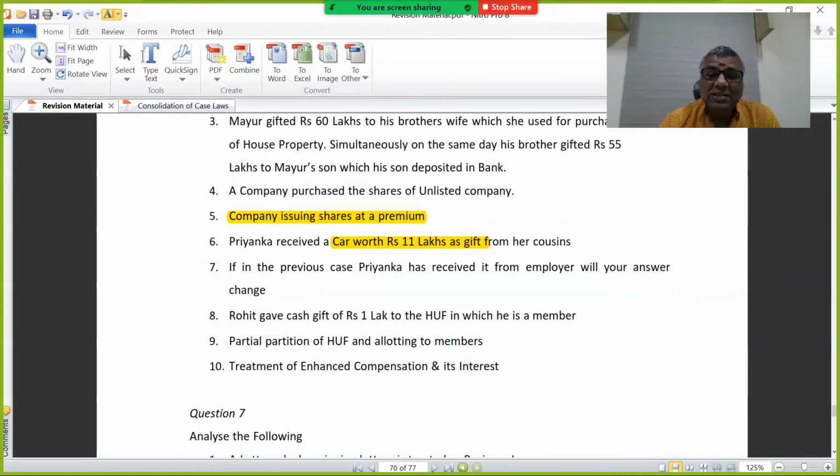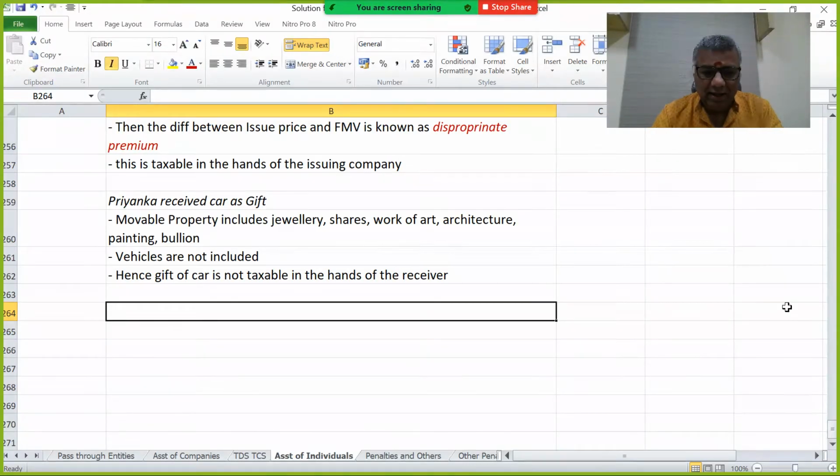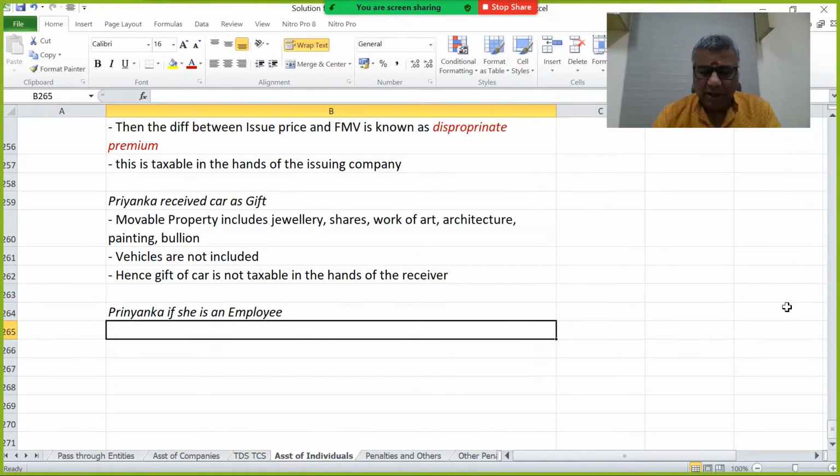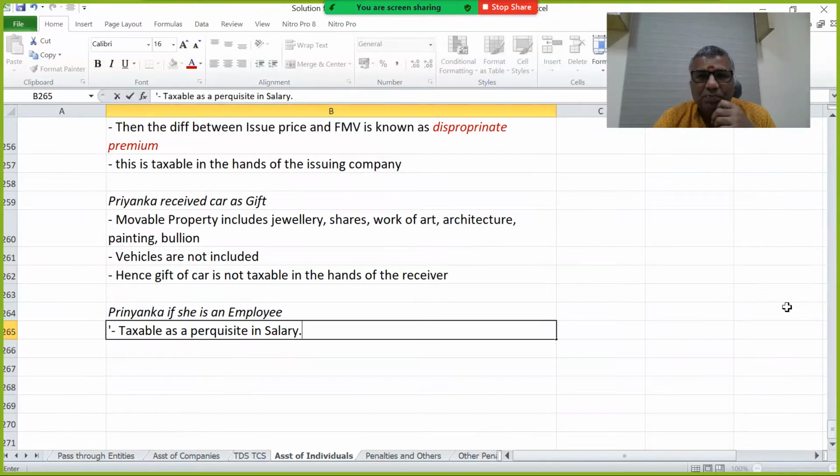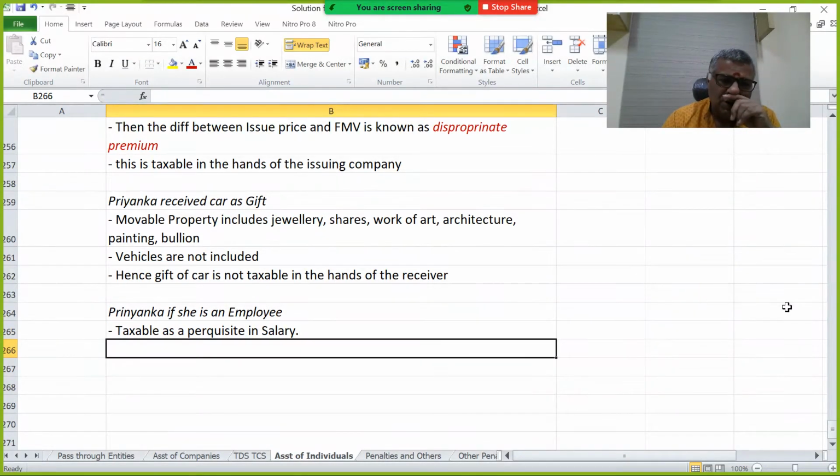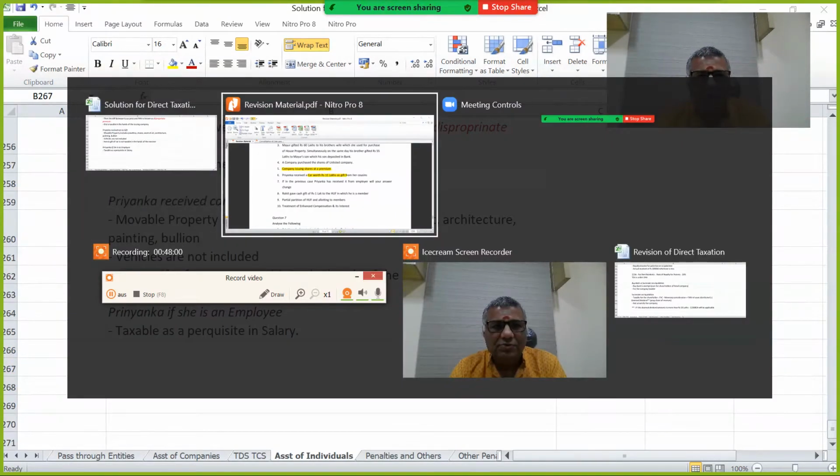If in the previous case, Priyanka has received it from her employer, will your answer change? Yes. If she is an employee, it is taxable as a perquisite in salary. It is not coming under the IFOS section 56 provision. It is coming under section 17 itself. So it is taxable as perquisite of salaries.